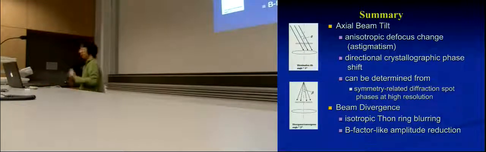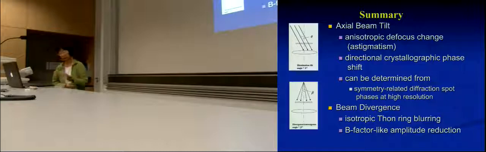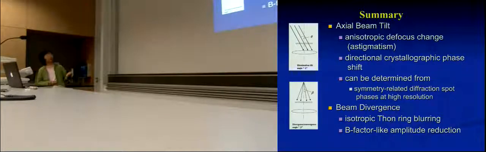So for summary, we have two types of beam tilts that I discussed. The first is axial beam tilt. This will create an isotropic defocus change that will look like astigmatism, and this induces astigmatism. And it will also create a directional crystallographic phase shift for the structure.